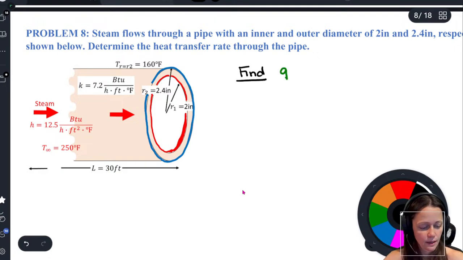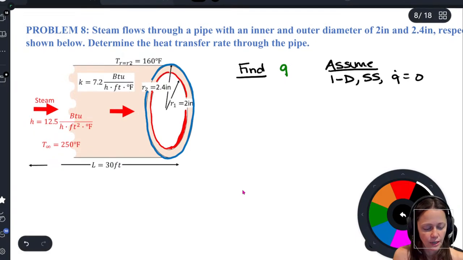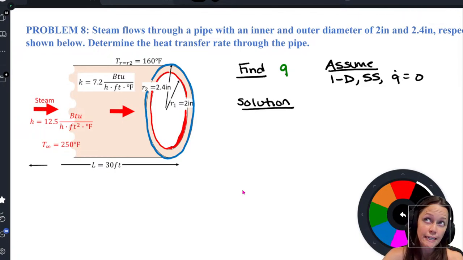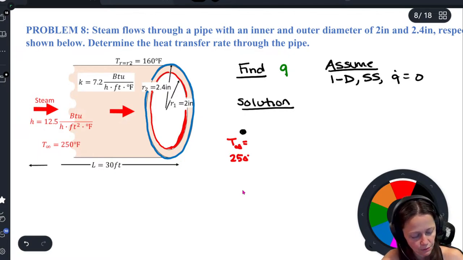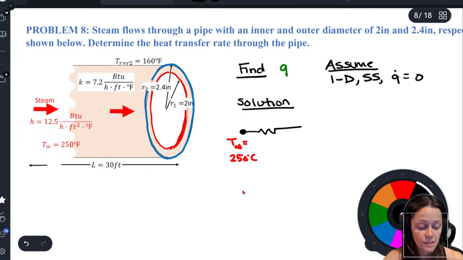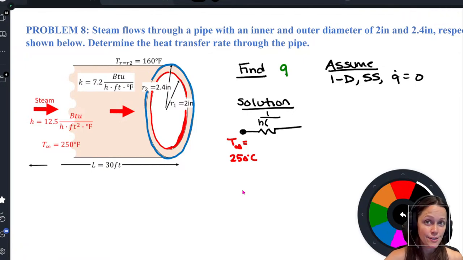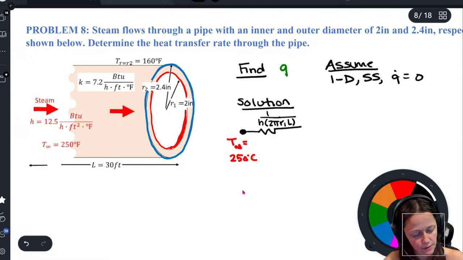So I want to find Q. Go ahead, and our buddy one dimensional steady state Q dot is equal to zero. All those things have to be true in order for us to take advantage of Ohm's analogy. Let's put that thermal circuit over here. We actually have three temperature nodes. The first one is T infinity in the middle, which is 250 degrees Celsius. Then we have a thermal resistance due to convection, which is 1 over h times the area, and the area I'm looking at is the inner surface, so it's 2 pi R1 L.